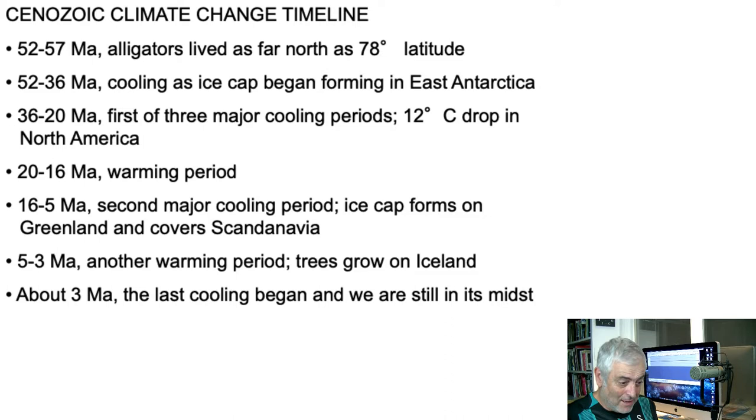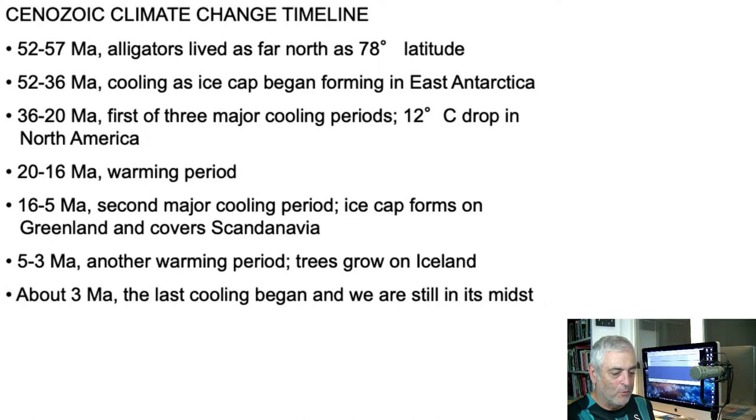And so between 36 and 20 million years ago was the first of three major cooling periods, a 12 degree centigrade drop in temperature in North America. Between 20 and 16 million years ago was a warming period. You'll see that in that graph that we saw two slides previous to this. Between 16 and 5 million years ago was the second major cooling time period, and so the ice cap formed on Greenland at that time, and it covered much of Scandinavia as well. So Greenland and Scandinavia both were covered by ice at that time.